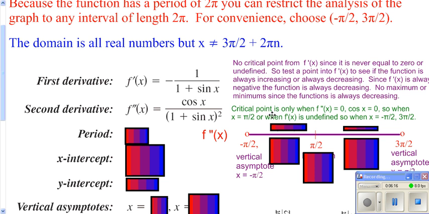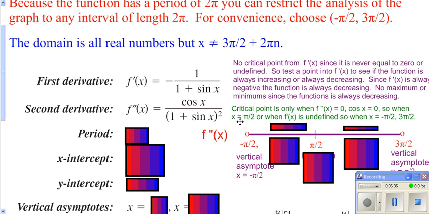So your function's either always decreasing or always increasing. In this case, we know it's always decreasing because if we try any number, plugging it in here, we get a negative. So we know our function's always going down. So then we'll go ahead and look at our second derivative.